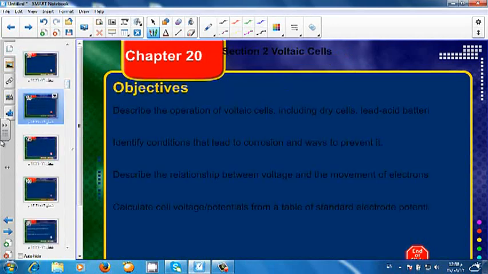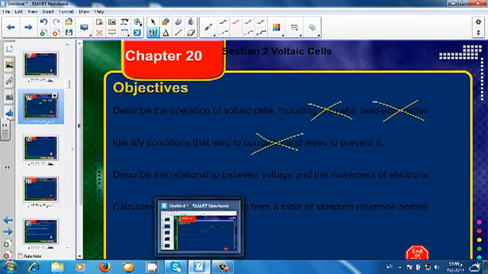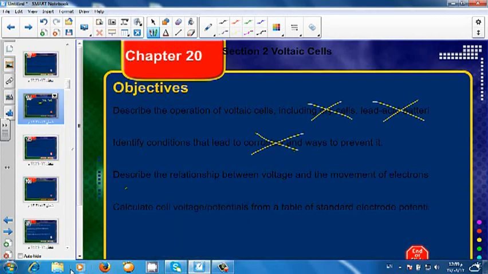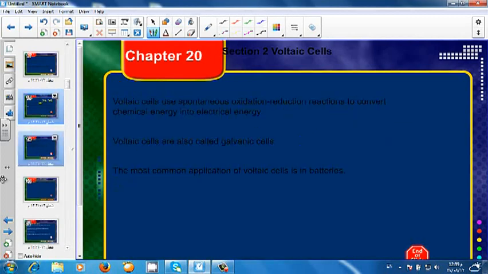Starting the Voltaic cell, section 2. We will describe the operation of the Voltaic cell, including dry cell and the lead acid batteries. By the way, the dry cell and the lead acid batteries are cancelled. Identify the conditions that lead to the corrosion. Also, the corrosion is cancelled. We will not take it. Describe the relationship between voltage and the movement of electrons. We will cover this part, and we will calculate the cell voltage potential from the table of standard potentials.